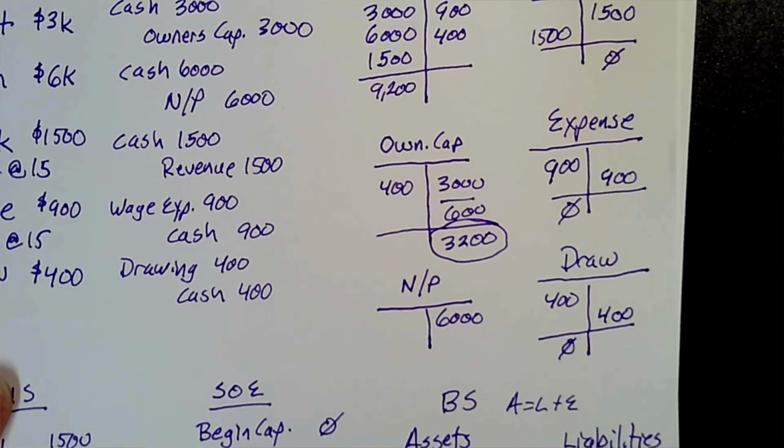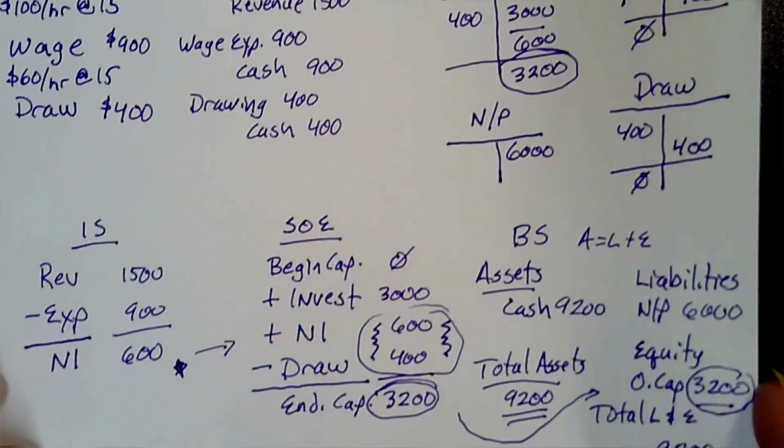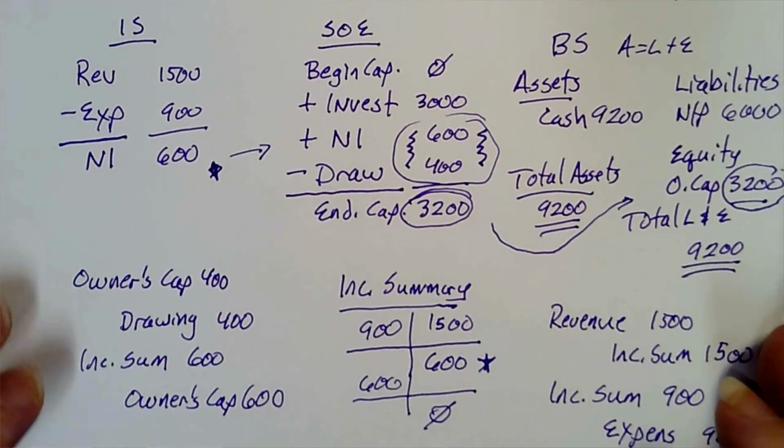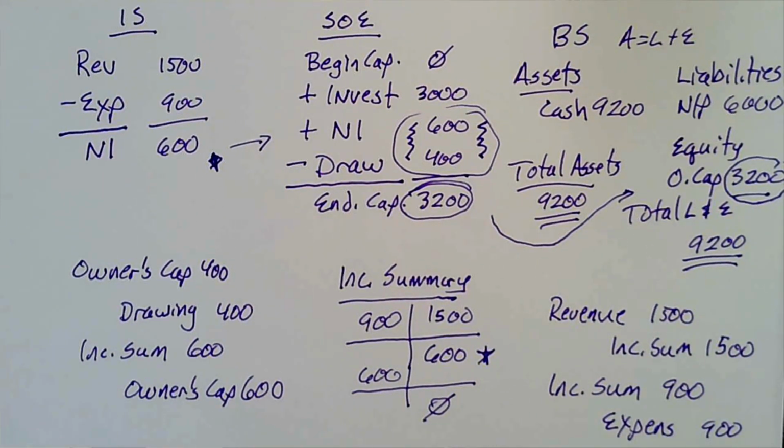Okay, so that is the closing journal entries. We have one extra thing that we need to discuss here, the last part of this chapter, and it's more of an explanational thing. So let's go ahead and take a look at that.